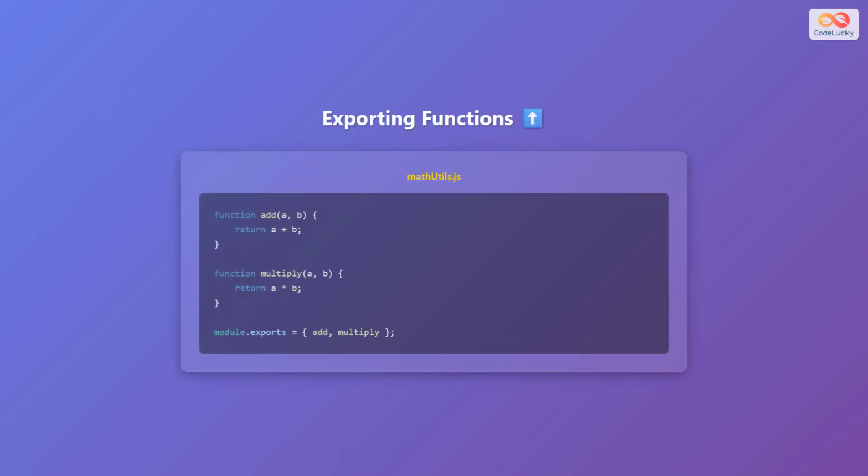Now that we have our functions, we need to export them so that other parts of our application can use them. To do this, we use the module.exports object. We assign an object to module.exports containing our add and multiply functions. This makes these functions available for import in other files.